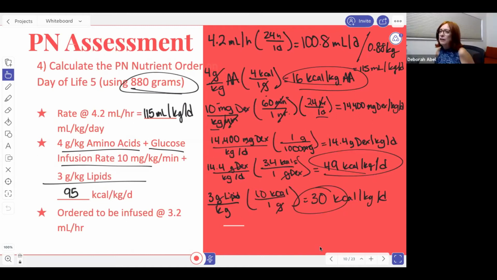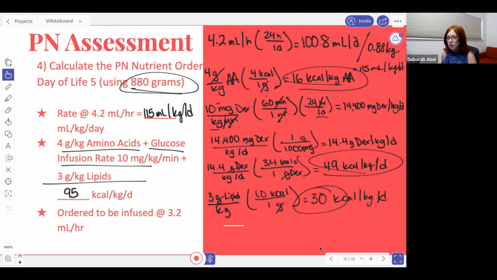That's a great question. And even before I answer that question, I just want to mention that if you are asked how many amino acids are ordered, your answer would be the 4 grams per kilogram. Sometimes students get that confused, even though it's right there in front of them. So what happens is the physician orders this amount, and the order goes to the pharmacy, and the pharmacy literally puts together the bag of liquids that have 4 grams of amino acids and 3 grams of lipids and 10 milligrams per kilo per minute of dextrose.